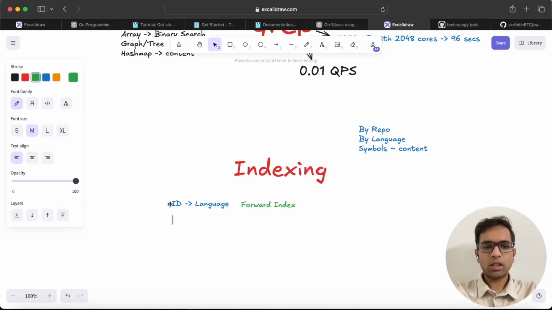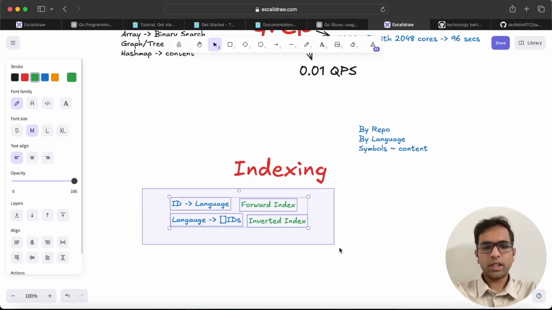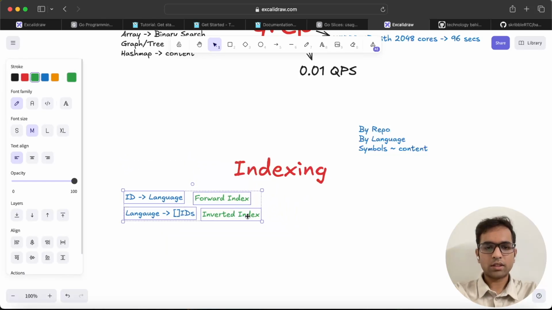And in the inverted index, as they have mentioned, what it will do is it will map the language to an array. In the array, all of these IDs will be present, right? And this is nothing but our inverted index. So this is the very basic part of how this indexing is going to take place.